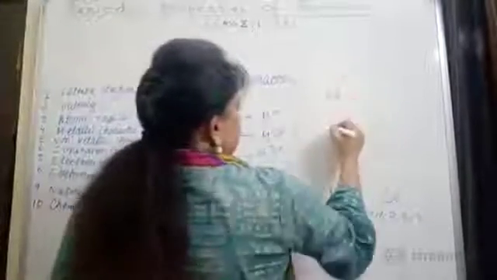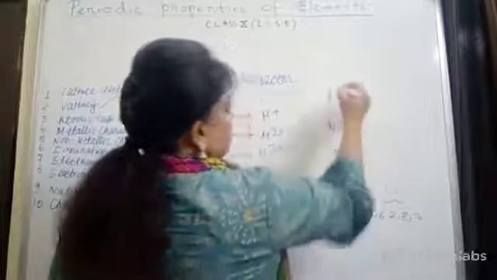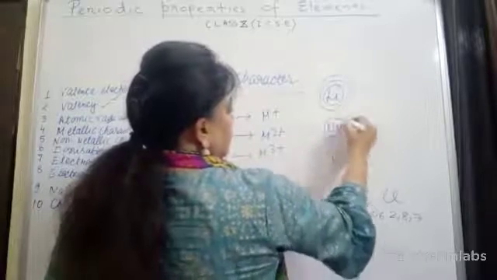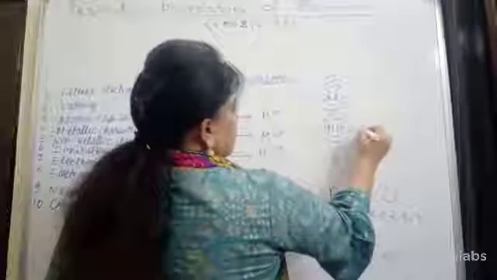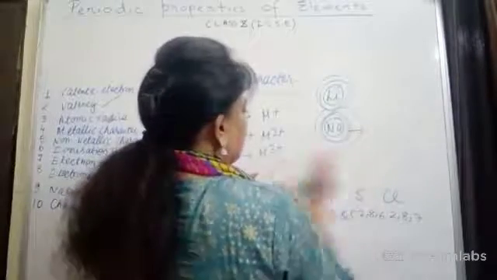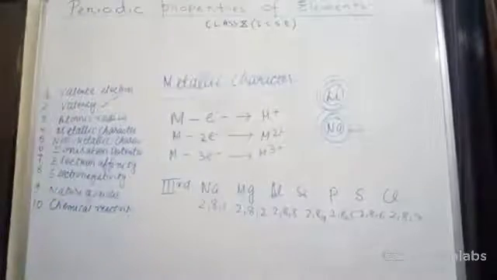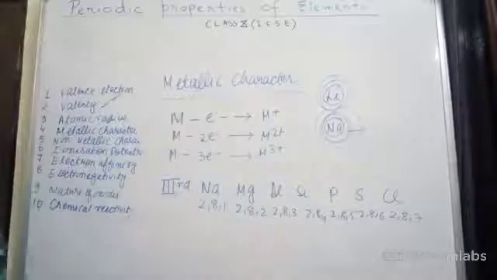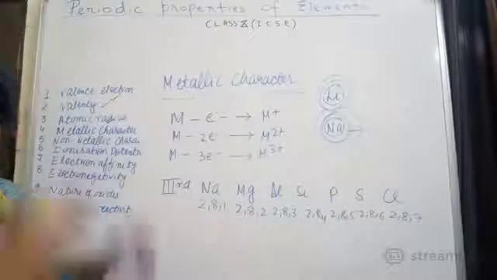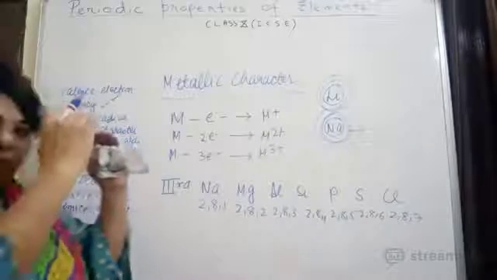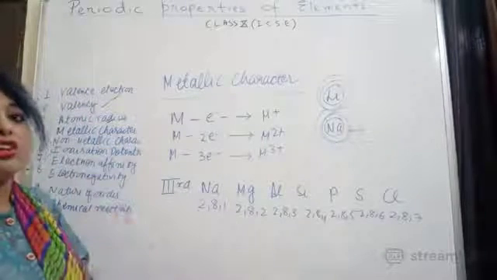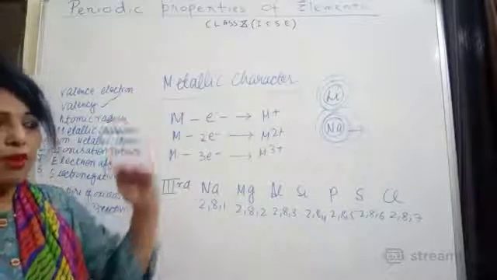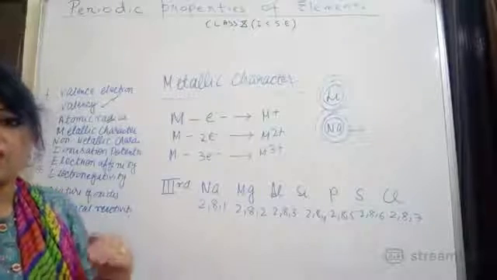You can see lithium, sodium and potassium. Now lithium has only 2 shells, but potassium has 1 shell, 2 shell and 3 shell. The distance is increasing. Since the distance from the nucleus to the outermost shell increases, the nuclear charge will not affect the outermost shell. When the number of shells increases going from top to bottom, the nuclear charge is no longer effective. It will not control the outermost shell.